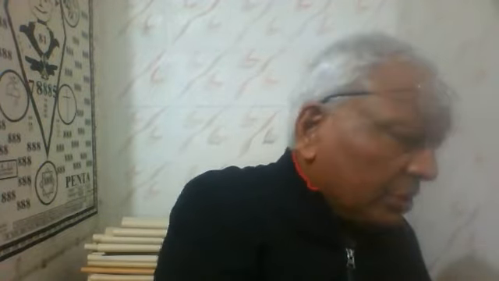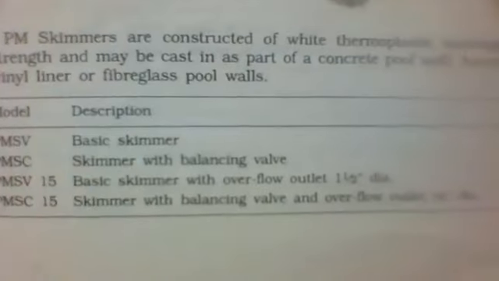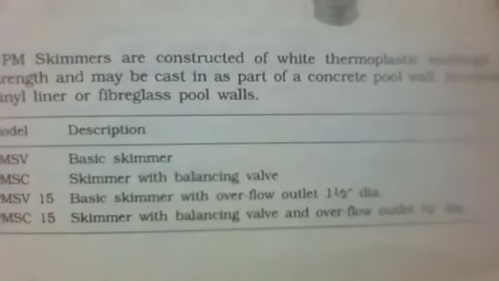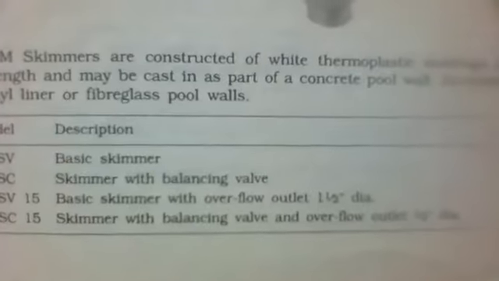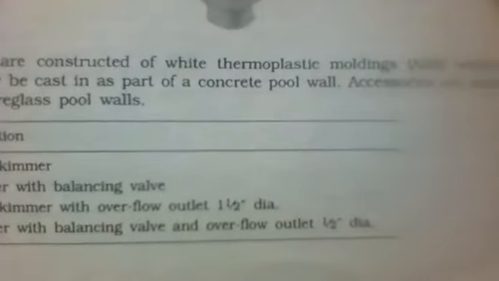Now, the model is shown. This is a basic skimmer, then a skimmer with balancing valve, then a basic skimmer with overflow outlet 1.5 inches diameter, and a skimmer with balancing valve and overflow outlet. Four types it says in the table. Model is given there, description is given there. And we go further on this to see what it is.